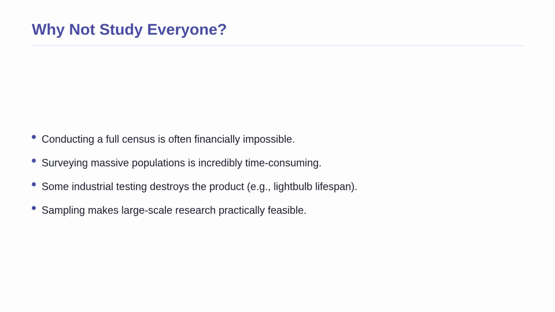You might wonder, why do we need sample designs instead of just studying absolutely everyone in the population? The primary reasons come down to time, cost, and practical feasibility. Conducting a full census is often financially impossible and incredibly time-consuming for large groups. Furthermore, in some industrial cases, like testing the maximum lifespan of light bulbs, testing every single item destroys the product. In these scenarios, sampling is not just a convenient shortcut, it is absolutely mandatory to make the research possible.